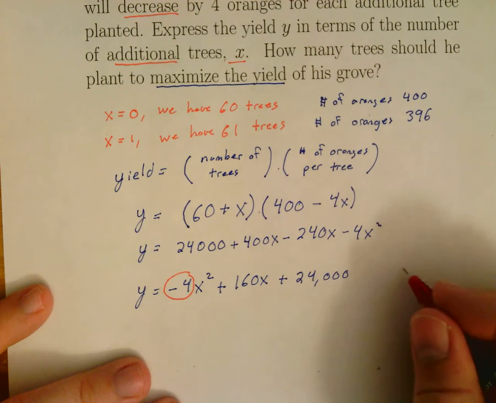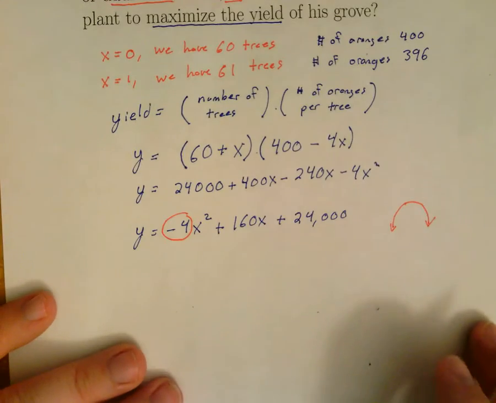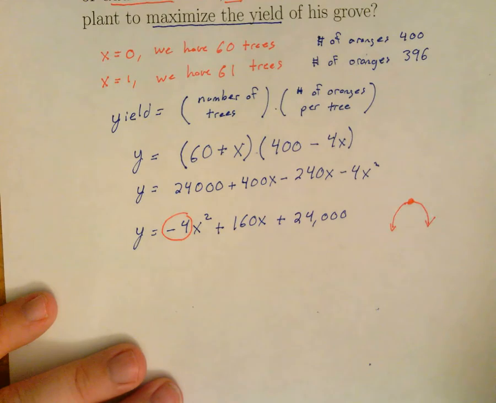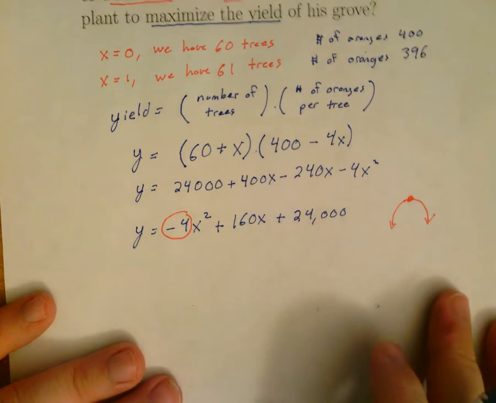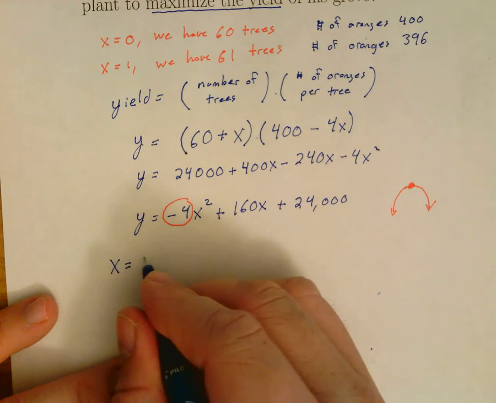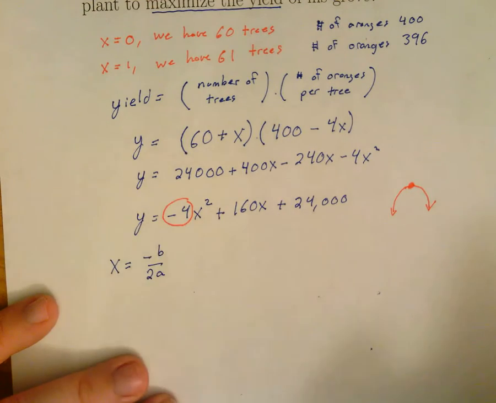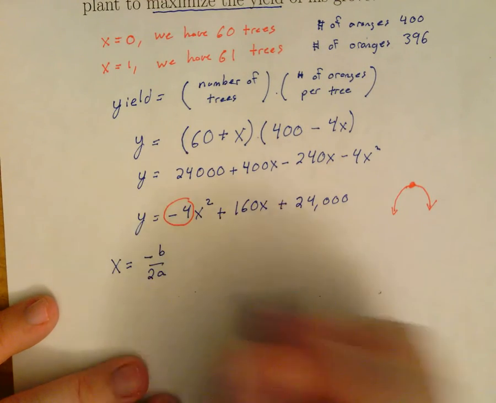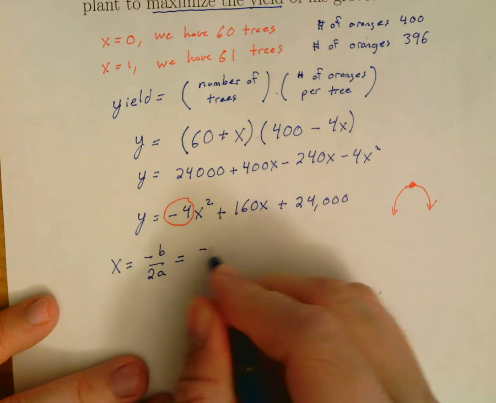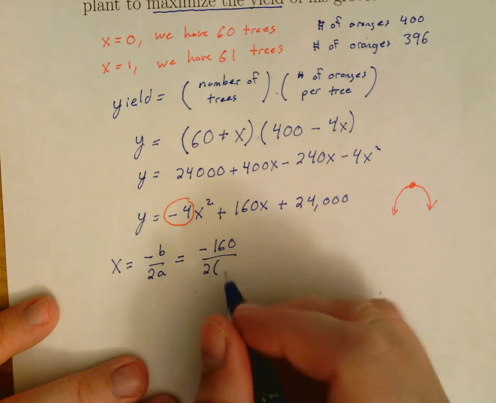Now what you'll notice is, again, the leading coefficient is negative. So what that tells us is that it's going to be going down. It is a downward parabola. So we know that we're going to have a maximum amount somewhere. So the question is, how many should we plant? Okay. So the first thing I'm going to do is x is equal to negative b over 2a. So that's going to tell us how many we should actually plant in addition. So I'm going to have negative 160 divided by 2 times negative 4.